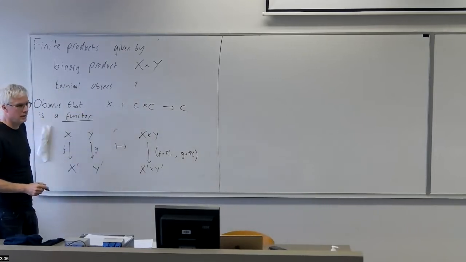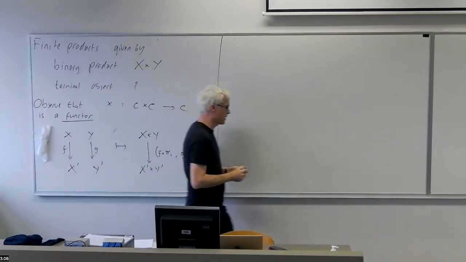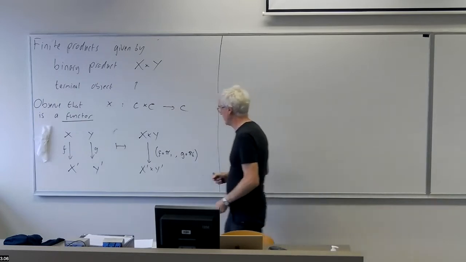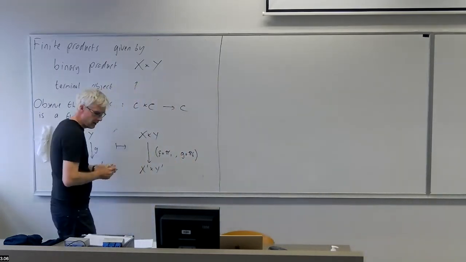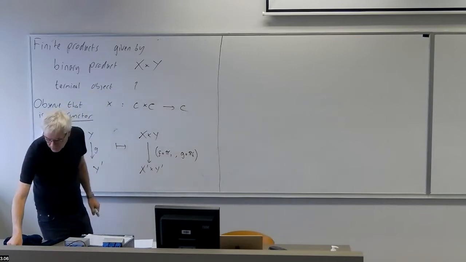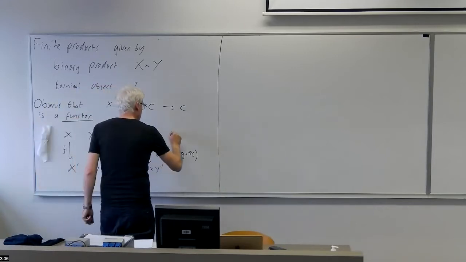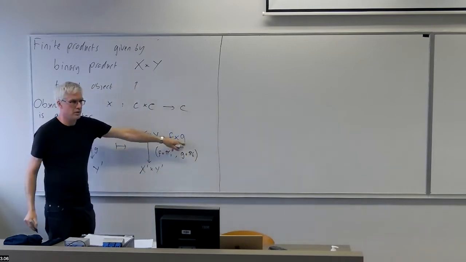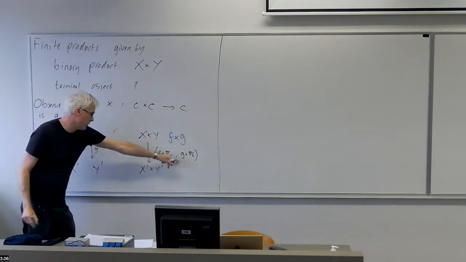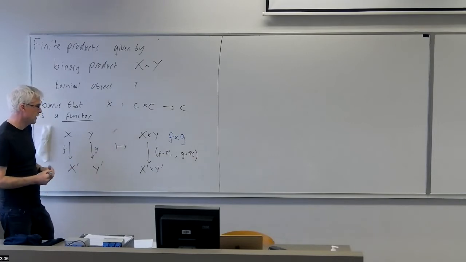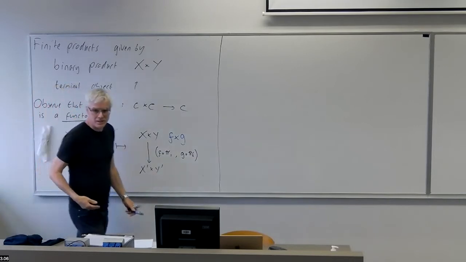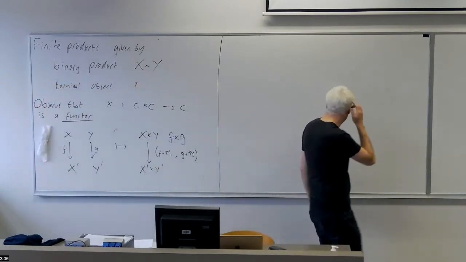So we have a binary product gives a two-argument functor on the category. And because this is a very important functorial structure, in the category with products, we write f product g for that operation on morphisms. And one can verify that this is indeed a functor. I won't do that.